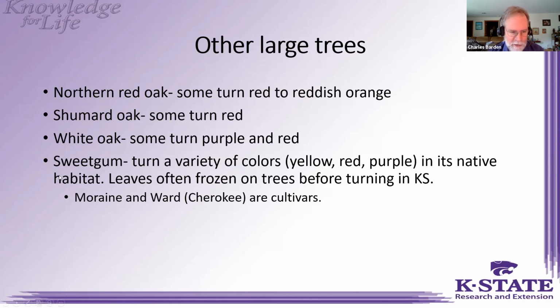Two varieties that do well in Kansas are the Moraine and the Ward or Cherokee cultivars of sweet gum. So if you're going to plant a sweet gum in your yard, again, they're fast growing, they can have shallow roots, they can lift sidewalks. It's not a perfect tree, but they will do well here in Kansas, and the Moraine and Ward are known to color up a little more consistently here in the state.